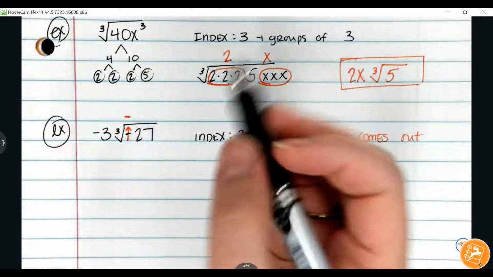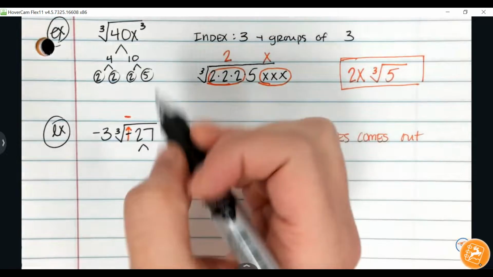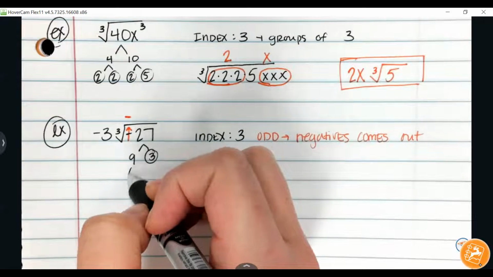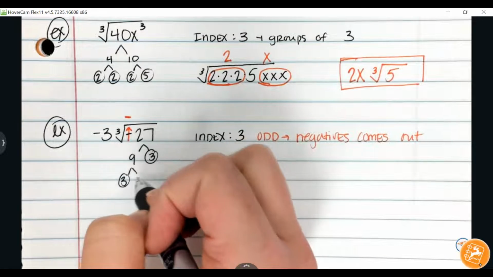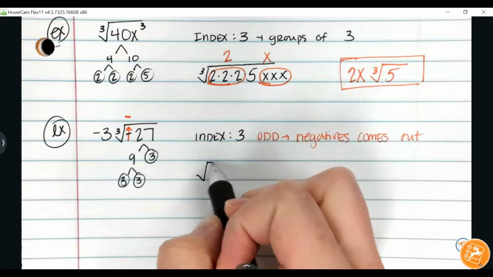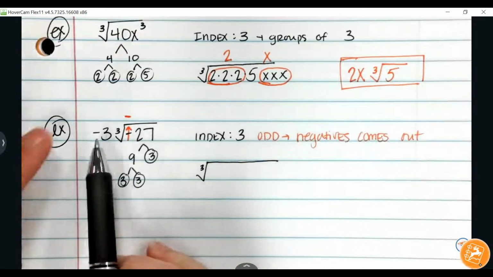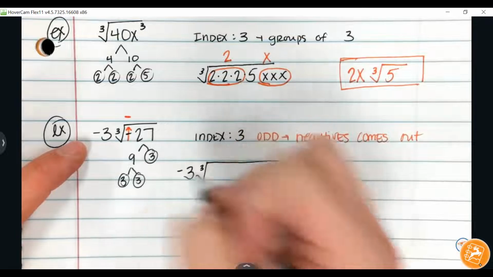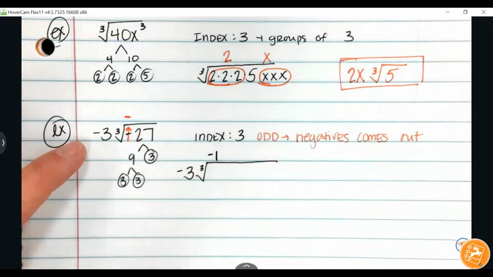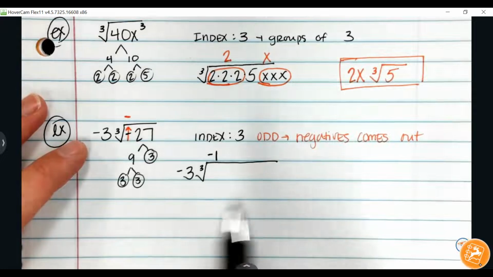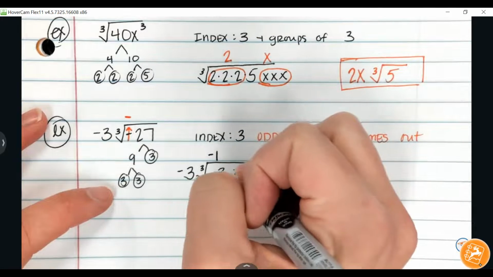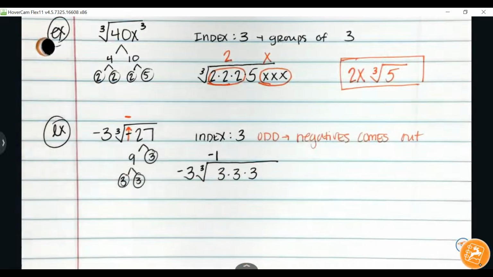Now let's just break down 27. What does 27 break down into? 9 and 3. Circle my 3, and 9 breaks down into 3 and 3. So let's make my big radical and see what all I have. I have a -3 outside. My negative, you can make it a -1 if you want. That might be better for your eyes. And then what is inside my radical right now? 3 times 3 times 3.